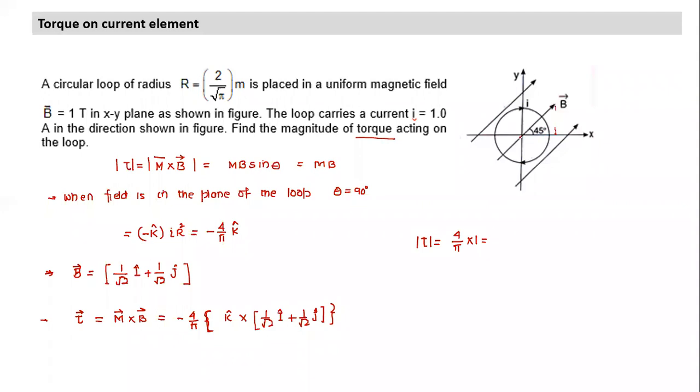Sir, isn't m equal to I into pi r square? Yes, sir. Sorry, I missed the pi term. My mistake, okay, the pi term I missed.